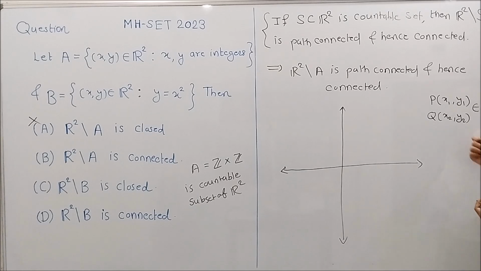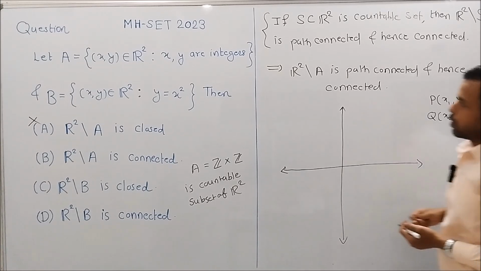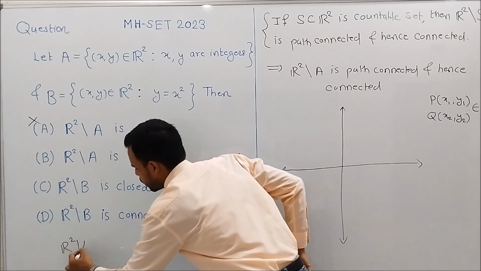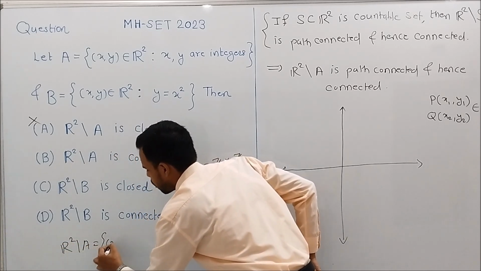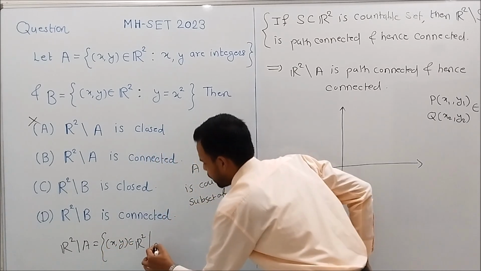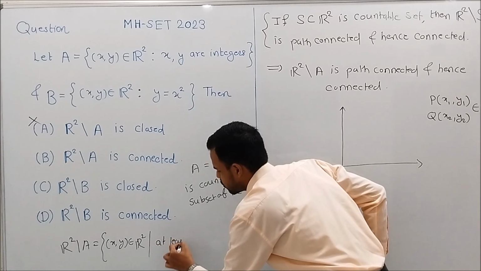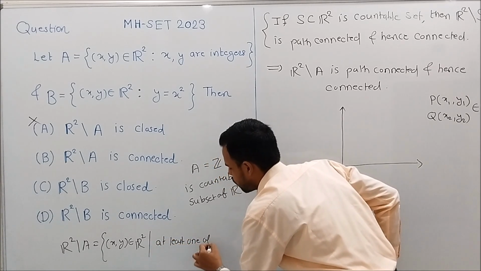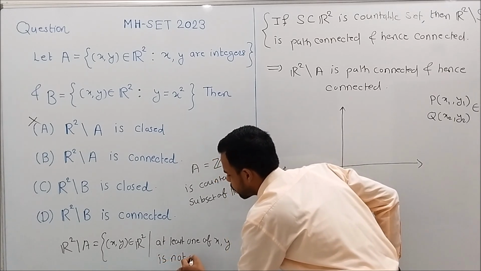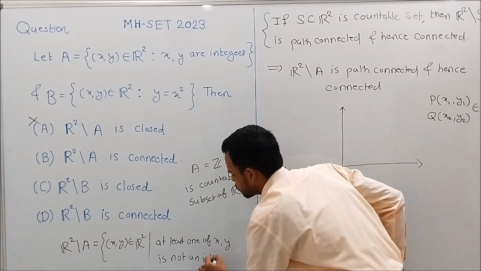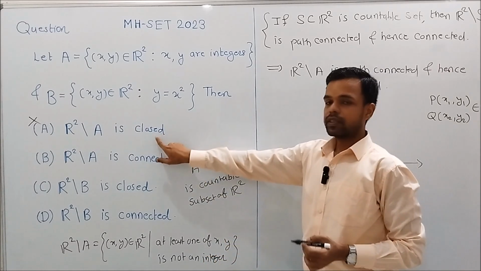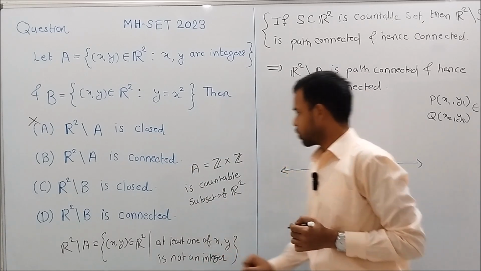Now, we have seen the definition of R2 minus A. What is R2 minus A? R2 minus A is the set of ordered pairs (x, y) belonging to R2 such that at least one of x, y is not an integer. We have seen this definition in statement A. So this is R2 minus A.